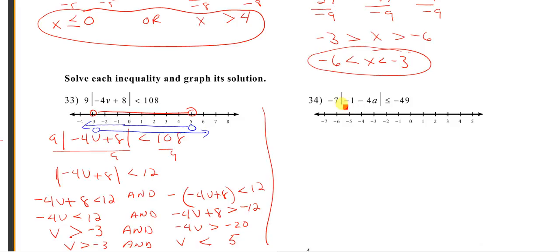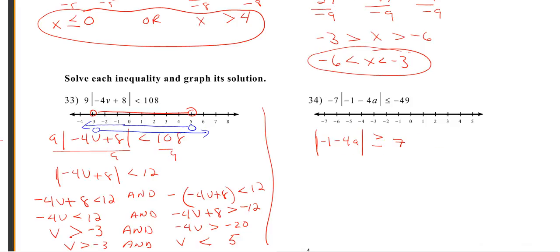So what I'm going to do, and I need some room for this, so basically I'm going to divide this side by a negative 7 and this side by a negative 7 to get the absolute value isolated. So divide by a negative 7. That's going to leave this absolute value as this, minus 1 minus 4a, all alone. And when I divide the negative 49 by negative 7, that's going to be 7. But when I divide by a negative, the inequality switches. So this is going to be a greater than or equal to.